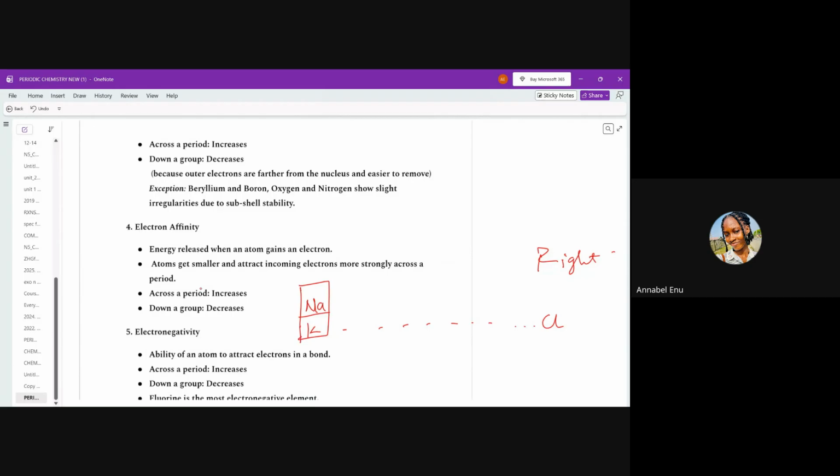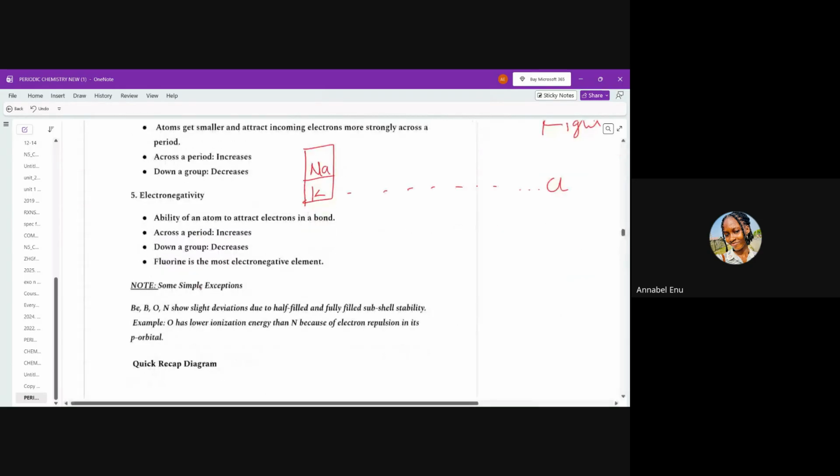Now the next one is electronegativity. This one is very relatable because the right hand side of the periodic table, which are the non-metals, they are the ones that are negative. So it's almost like the same thing with electron affinity. As you go across the period, the element tends to be more electronegative, and so electronegativity would increase.